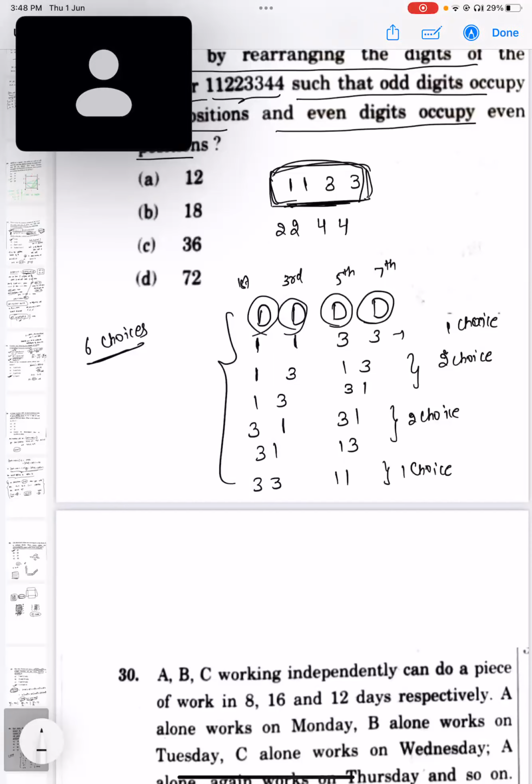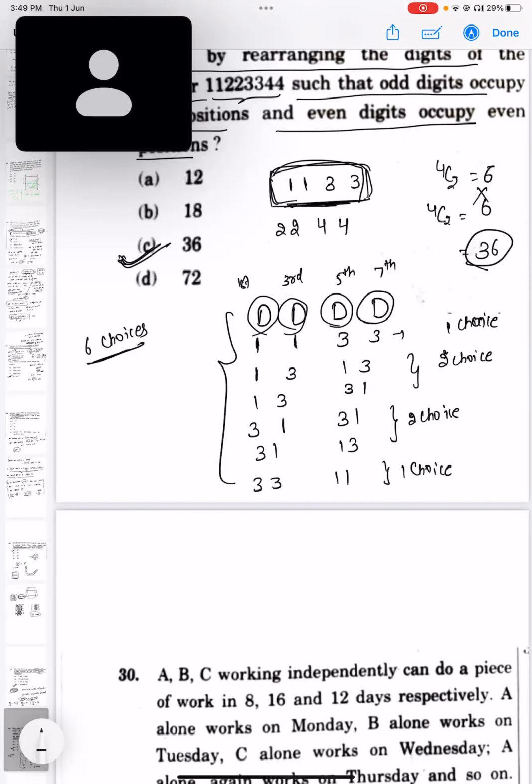Or here you can apply your combination part, 4C2, which is coming out to be 6, right? Similarly, for the even also, you will have 4C2, because you will have four blocks and four numbers with two repetitions each. It is also 6. So 6 into 6, 36. So we will have 36 choices.